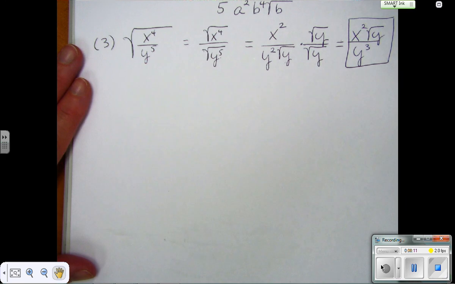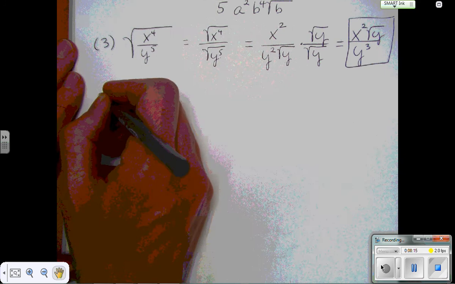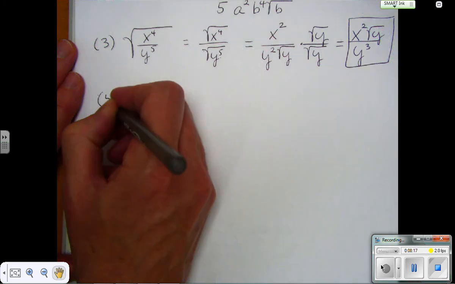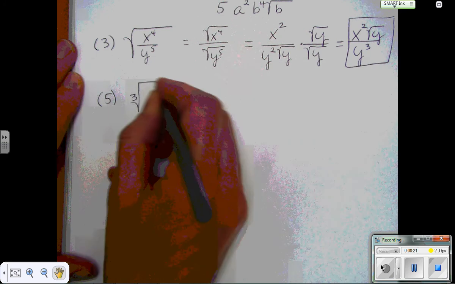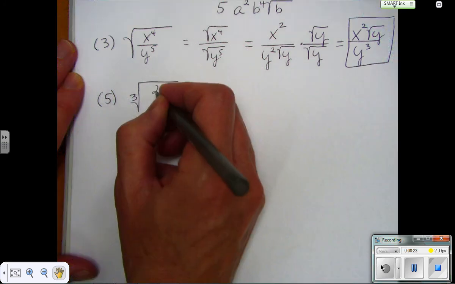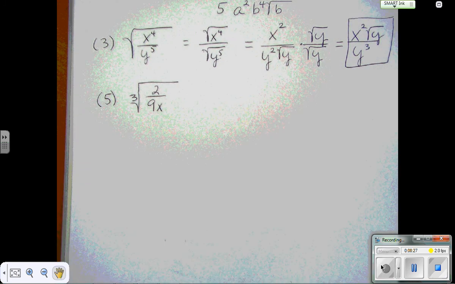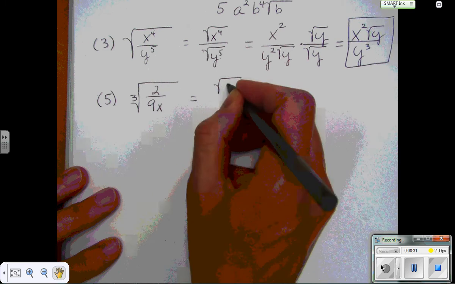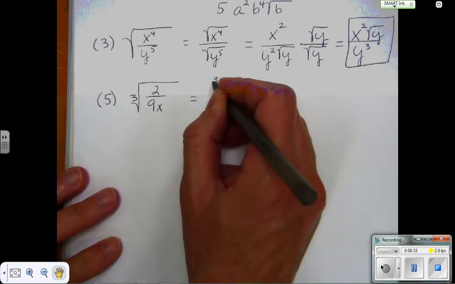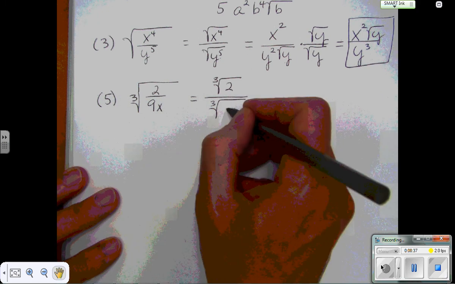It's all simplified. So let's try number 5. Number 5 is a little bit different because that's the third root, and I don't know if you can really tell that or not on your sheet, but that index is 3. So I'm going to rewrite that as 2 separate radicals, cube root of 2 over the cube root of 9x.